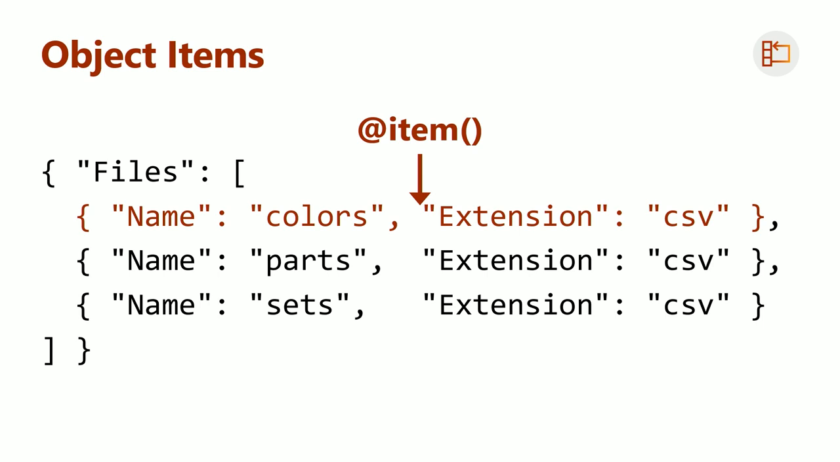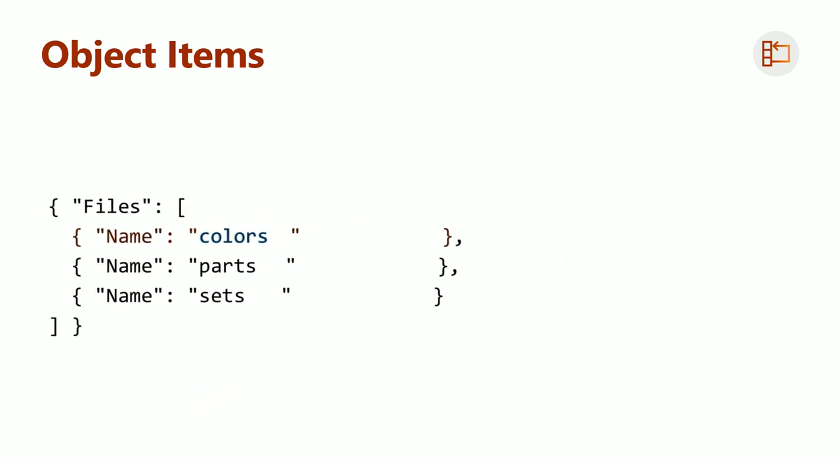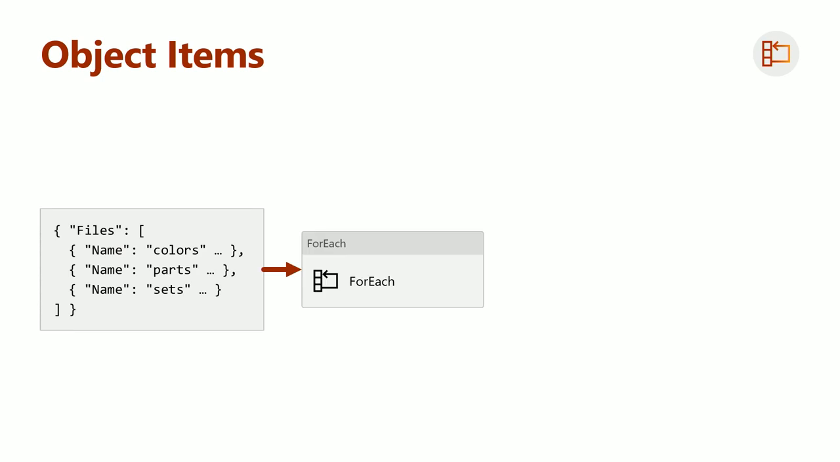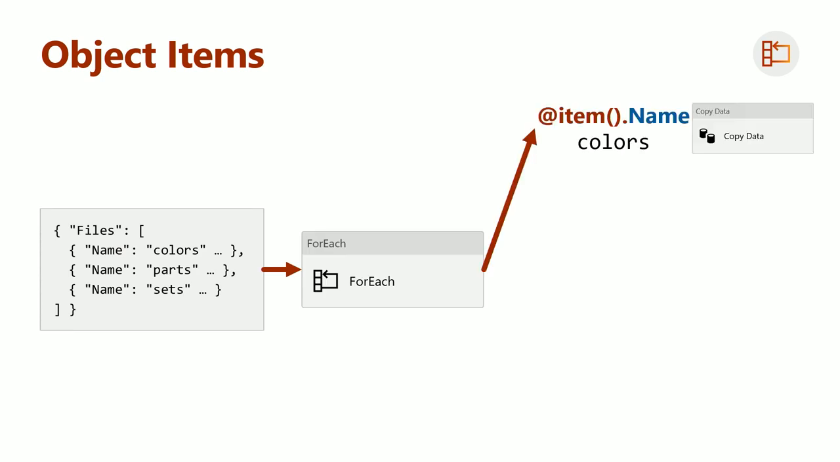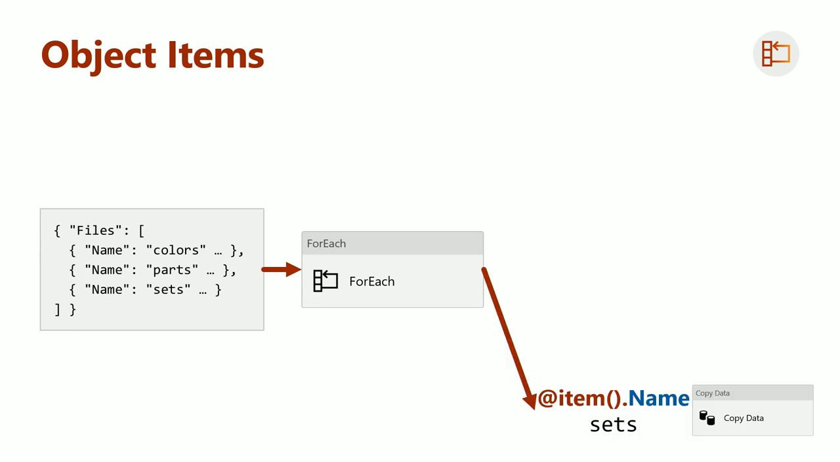And that means that if you only want the name of that file, that's not going to work. In that case, you do need to know that the property that you want to get is a property called name. So you can use item.name or item.extension. You need to understand the code behind the solution that you're working with to properly set this up when you're working with these loops. Again, same thing here when you're passing it in for each loop, for each iteration: item.name gives you colors, item.name gives you parts, or item.name gives you sets.